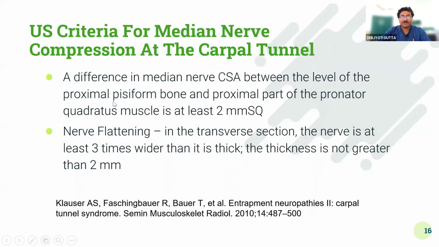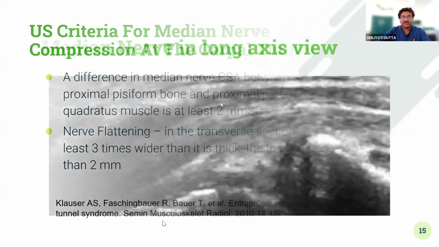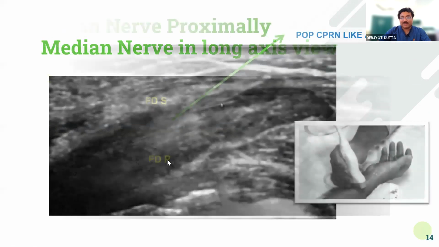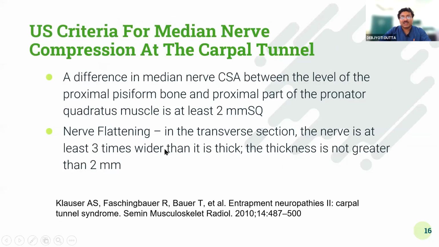The difference in median nerve cross-sectional area is measured between the level of the proximal pisiform bone and the proximal part of the pronator quadratus muscle, that level I have shown. Okay, pronator quadratus is a deep muscle, not always visible in this area, but it is between the flexor digitorum muscles. It is approximately 7 to 8 centimeters proximal to the proximal crease, and at that area you take the cross-sectional area, and at the level of the carpal tunnel you take the cross-sectional area.